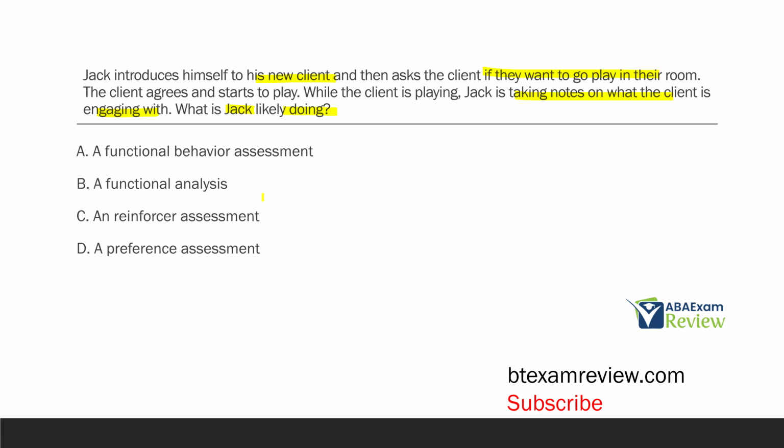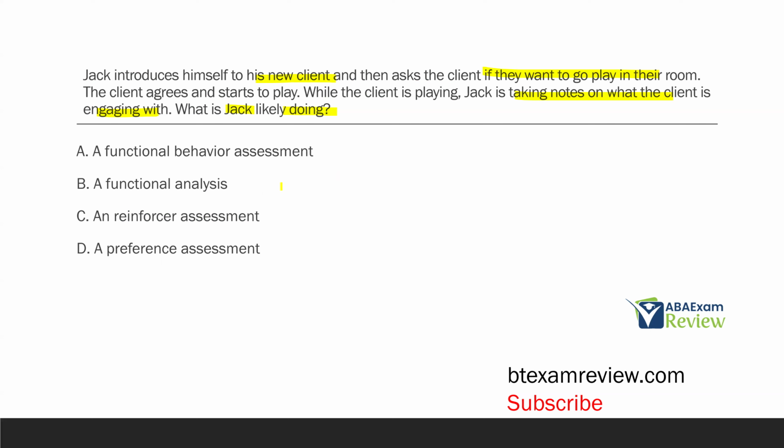What about a functional analysis? Well, a functional analysis is the highest level of assessment where we are actually determining the function. We're manipulating antecedents, we're manipulating consequences to determine the function of a behavior. Jack is not doing any of these things, so B is out.